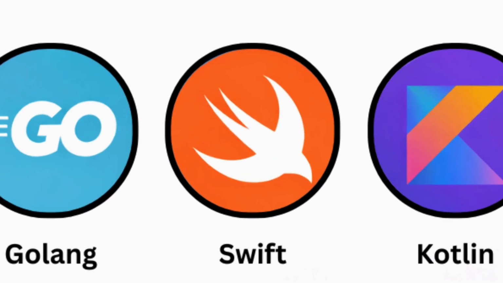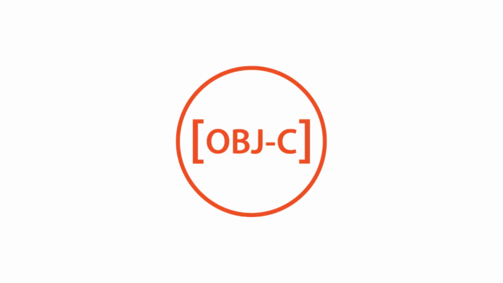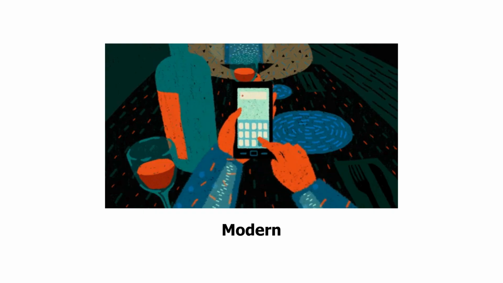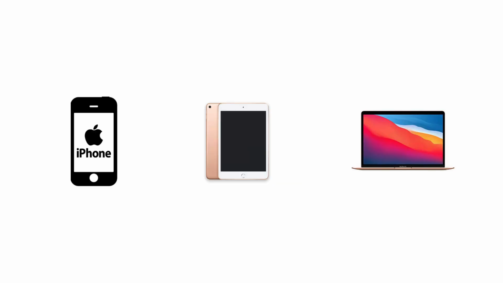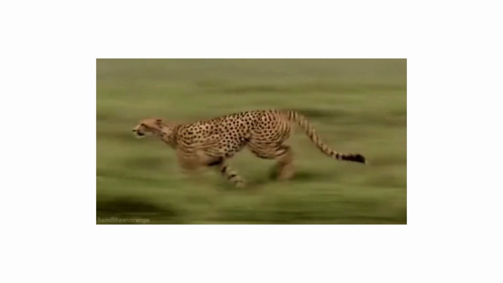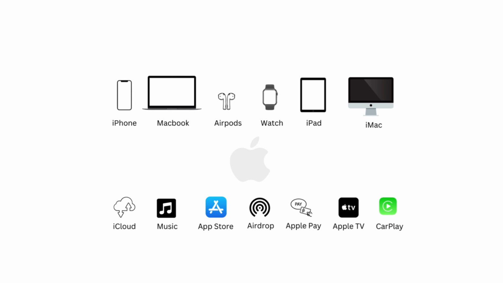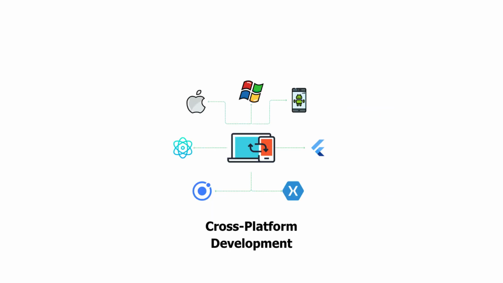Swift was introduced by Apple in 2014 as a replacement for Objective-C. It was designed to be modern, safe, and easier to write than older Apple development languages. Swift is mainly used to build applications for iPhones, iPads, Macs, and other Apple devices. It is fast and integrates closely with Apple's development tools. However, Swift is mostly limited to Apple's ecosystem, which means it is not commonly used for cross-platform development.